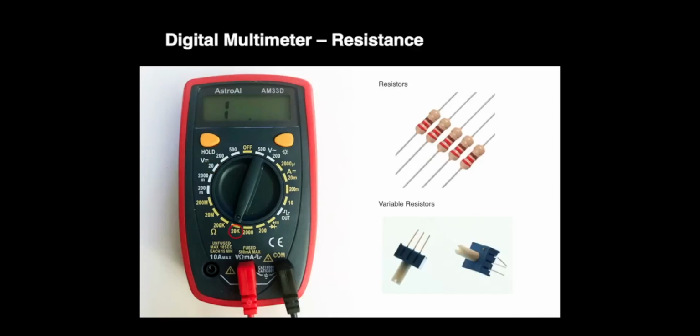Okay, so you can also measure resistors to measure the ohms using a digital multimeter. You can measure the resistance in a resistor, or you can measure the resistance in variable resistors, which are basically the knobs, also called potentiometers or pots. So let's go ahead and try that too.